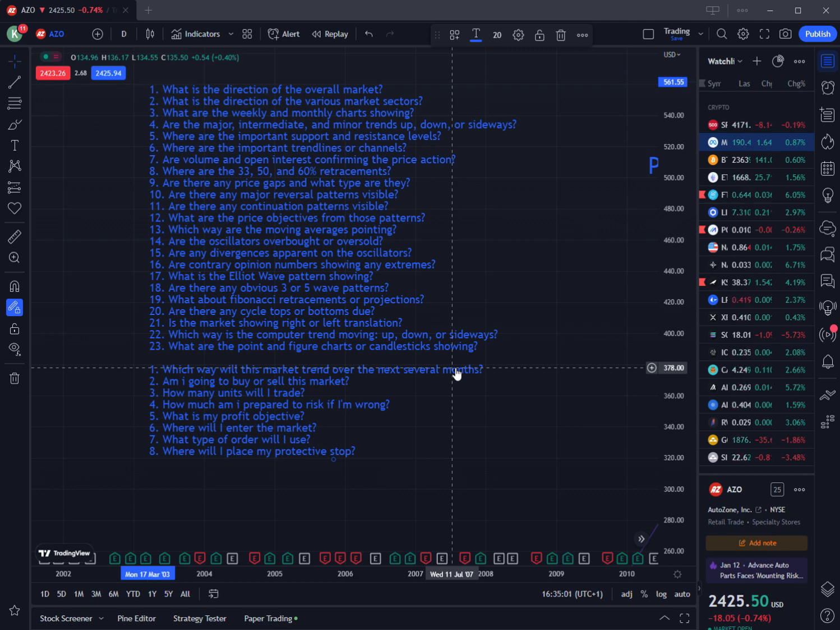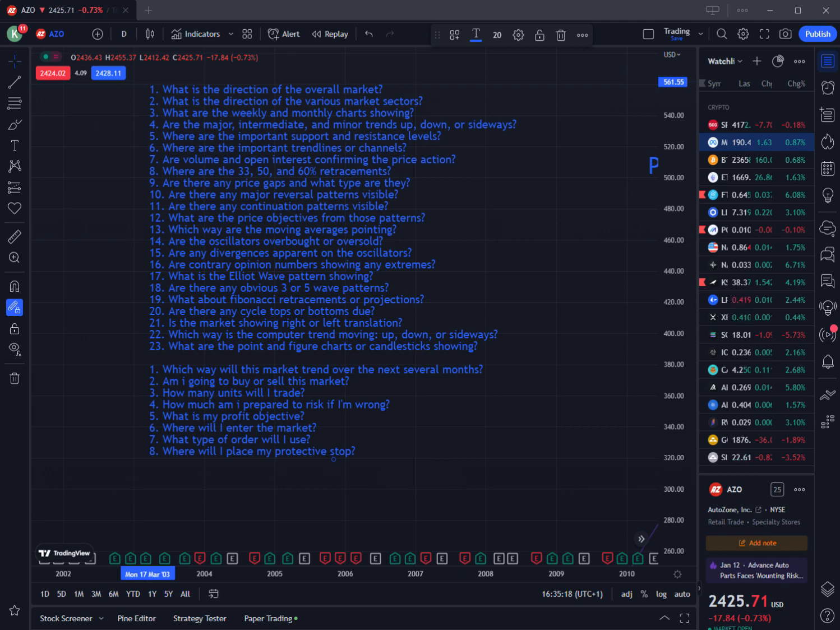So what is my profit objective? Where do you want to take profit? Especially when there's the Elliott wave pattern, you can really calculate where the 5th wave will go. I think you can calculate that one.